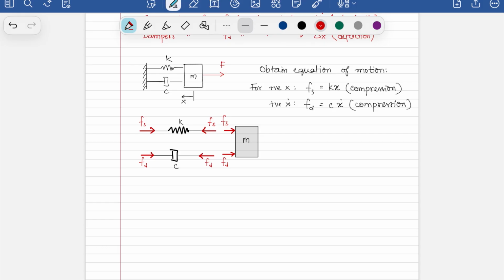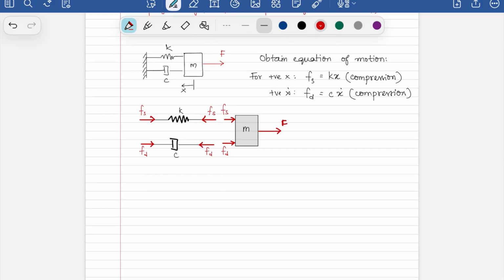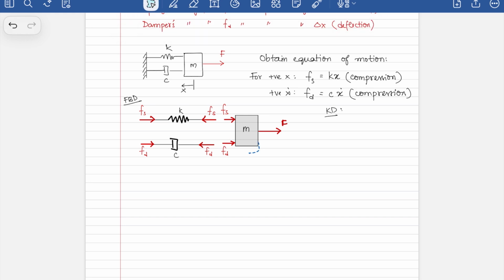Are we done? Now you have an external force F acting on the system. This here is your kinetic diagram. Sorry, is your free body diagram. And your kinetic diagram would feature just one element, that is your mass M.